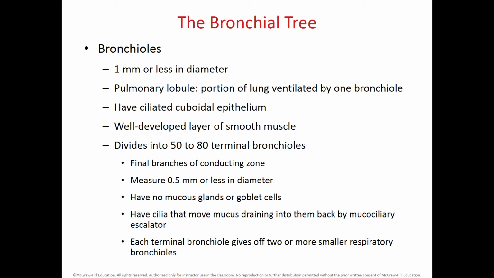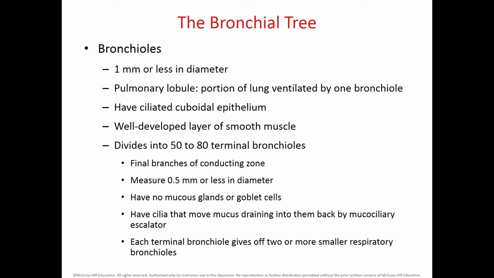The bronchioles will divide into 50 to 80 terminal bronchioles. These terminal bronchioles will be the final branches of the conducting zone. So this is the end of the anatomical dead space. And these terminal bronchioles will be half of the diameter of the bronchioles, so we will have 0.5 millimeters.